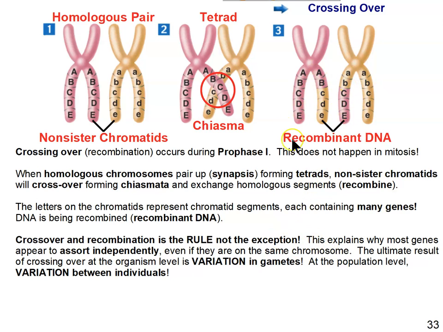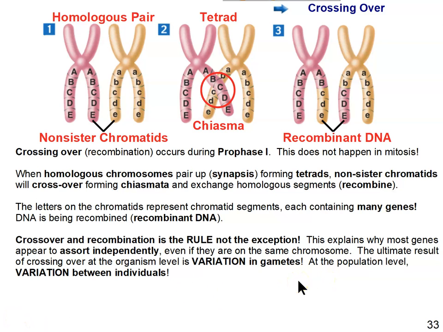And the significance of that is it really shuffles the genes, right? The more you shuffle the genes, the more variation there is in the gametes that are being produced through the process here. And the more variation there is in the gametes, the more variation there's going to be in the offspring that result from those gametes.